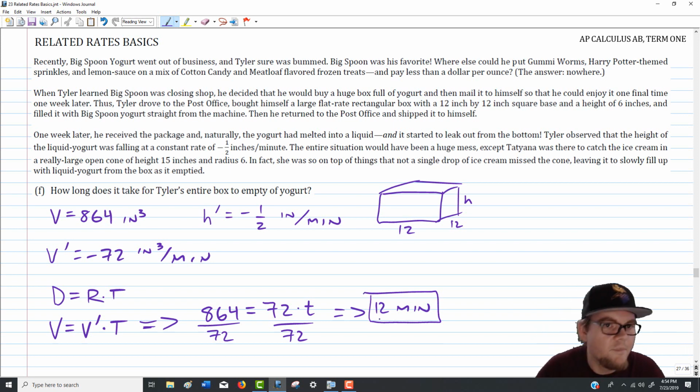Did I get that right? Yes, I did. So 12 minutes to empty the box. There's a lot of yogurt in that box, and it's not leaking out too fast. So the problem is how fast the cone fills up, but we'll deal with that in a second.